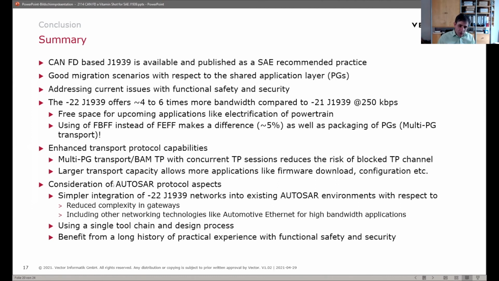Even if you now consider using AUTOSAR on your proprietary network on your vehicle, it is pretty easy now to integrate J1939 data links, way easier than it used to be. And so that will allow you to use a single tool chain for your complete vehicle, including the J1939 with respect to AUTOSAR.